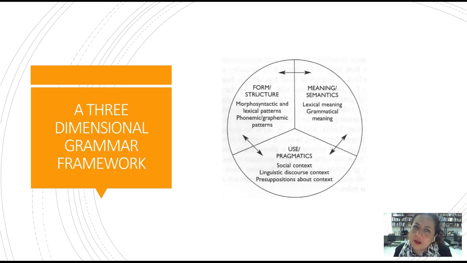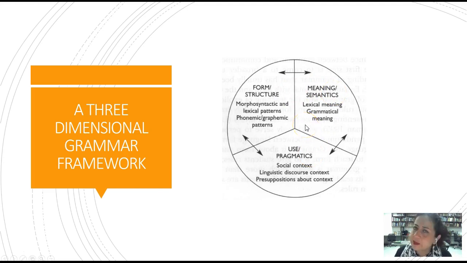Before we start with the information from the video, there are a couple of points that I would like to make about the teaching of grammar. One of them is that there is a three-dimensional grammar framework presented by Diane Larsen-Freeman, and this framework has inspired many teachers around the globe in their way to teach grammar. So what are those three dimensions? As you can see on the figure, we have the form or structure, we have meaning or semantics, and we have use or pragmatics.